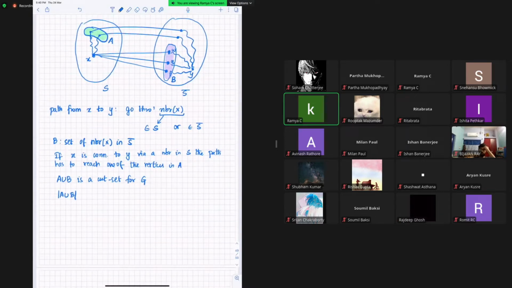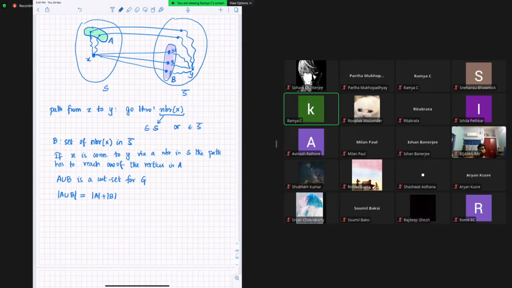Okay, so now A and B are disjoint, right? So we can just write mod A plus mod B, because A is inside S and B is inside S bar. Now mod A has to be less than or equal to mod S minus 1, and mod B has to be less than or equal to mod S bar minus 1. So we get the bound of n minus 2, I think. But you can actually do slightly better.